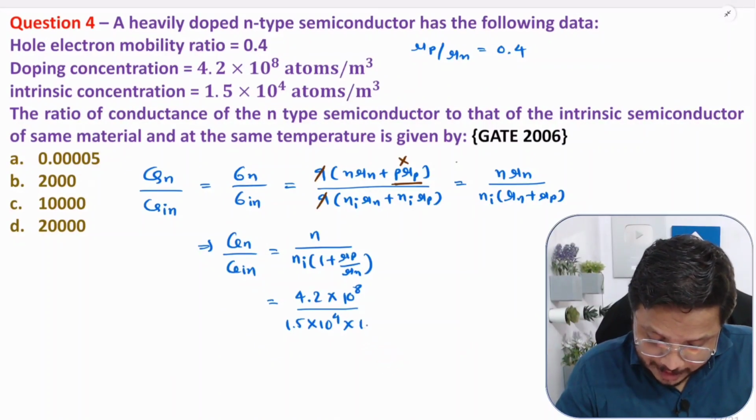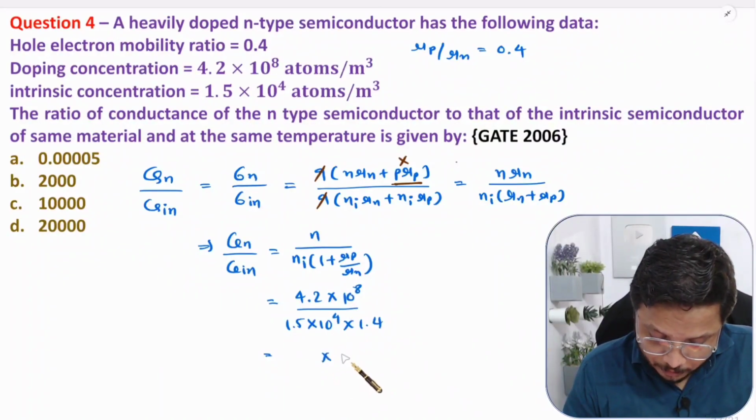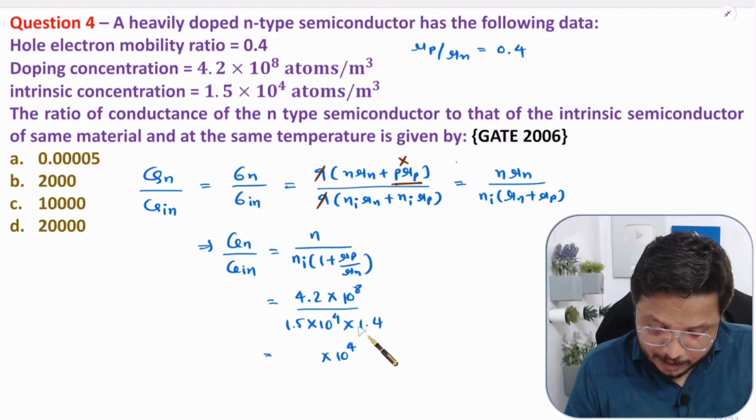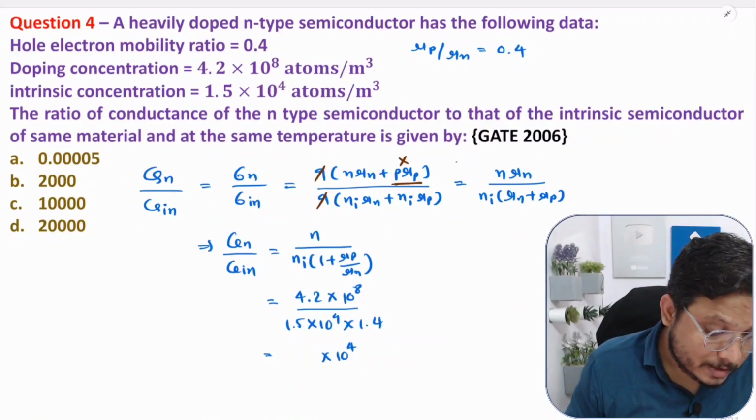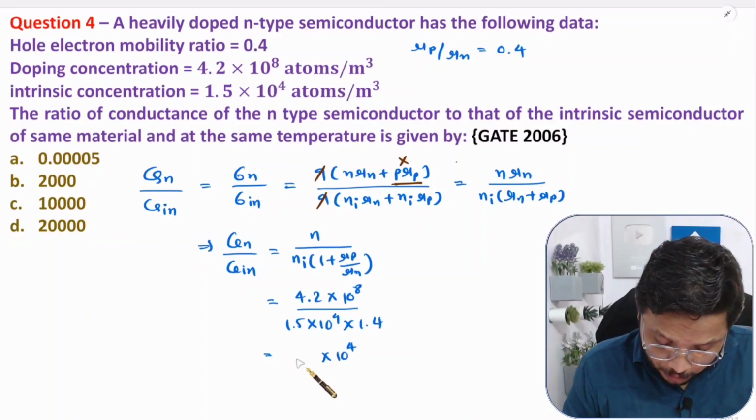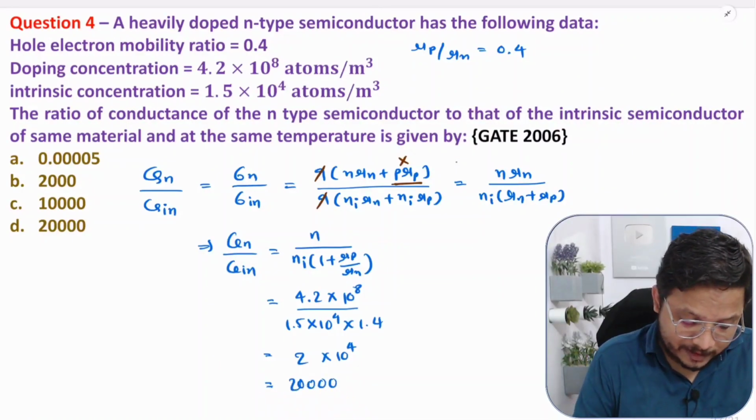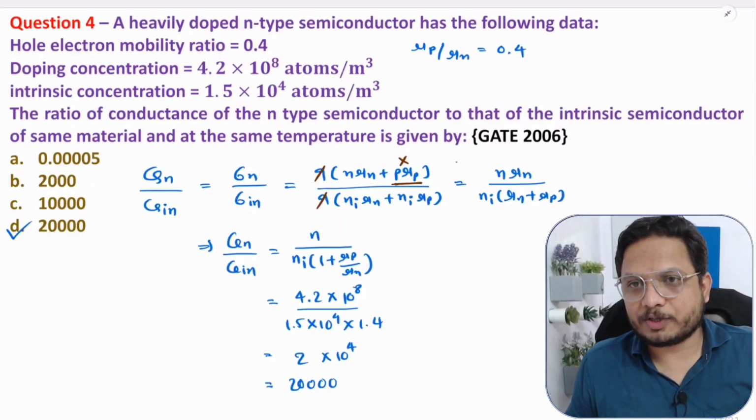So just substitute that over here. So if you solve this, 10 to the power 8 divided by 10 to the power 4, so that will make it to 10 to the power 4, and 4.2 divided by 1.5 and 1.4, so that has to be 2 only. So you can say this is 20,000, right? This ratio will be 20,000. So this option is correct. So that is how simply we can solve these questions.